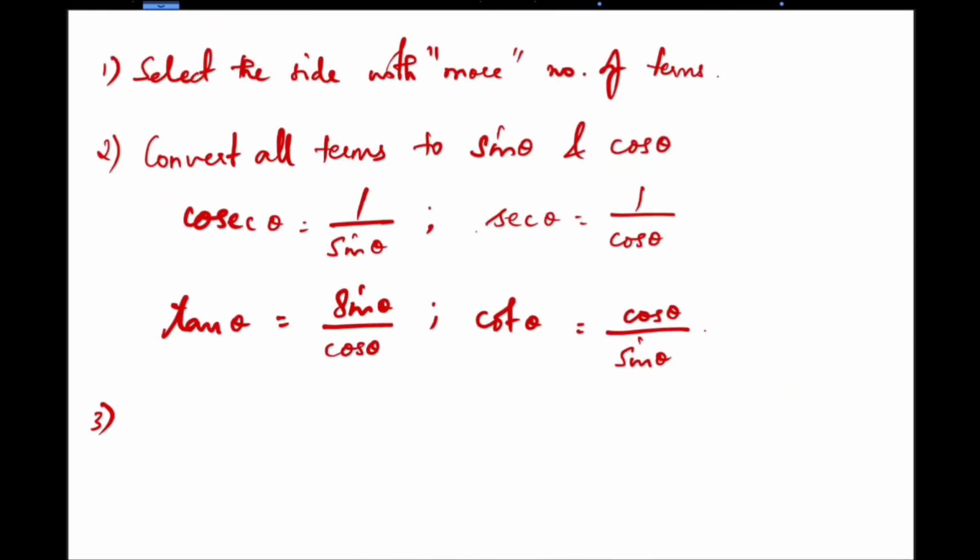Then we have to prioritize by rationalizing the denominator. There should be no term inside a square root in the denominator. So we have to rationalize the denominator.